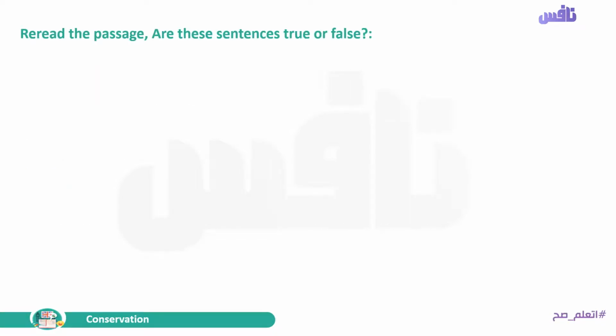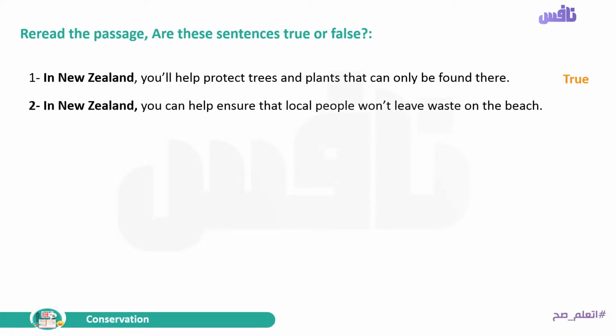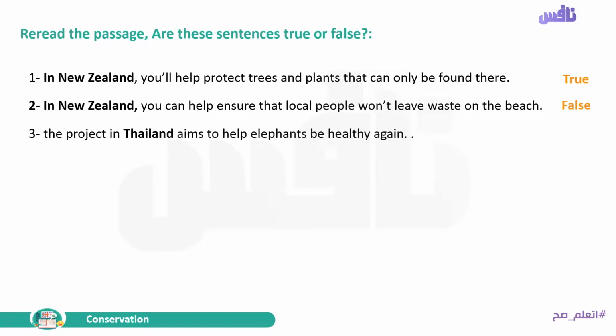Reread the passage. Are these sentences true or false? Number 1. In New Zealand, you will help protect trees and plants that can only be found there. Is this sentence true or false? This is true. Number 2. In New Zealand, you can help ensure that local people won't leave waste on the beach. This sentence is false. Number 3. The project in Thailand aims to help elephants be healthy again. This is true.